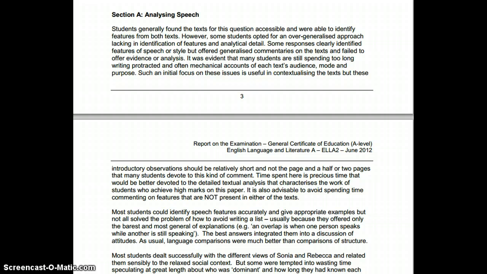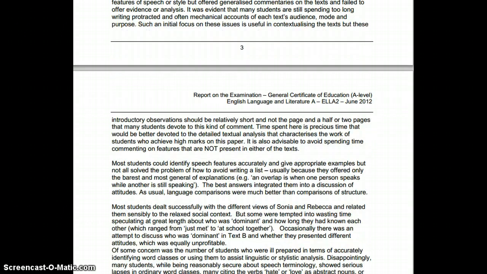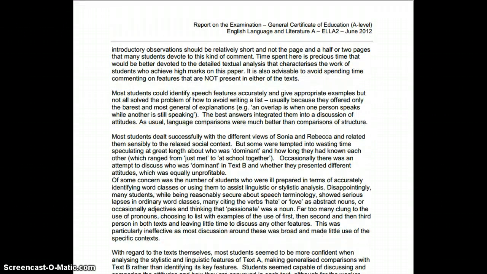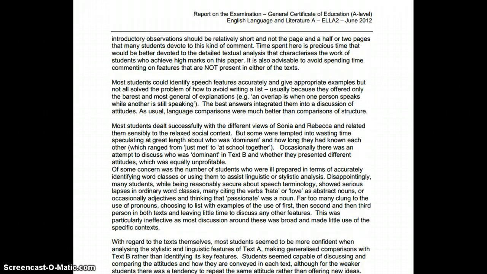This would be looking at aspects of context, audience and purpose for far too long and just focusing on that without close analysis of the extracts given. It was evident that many students are still spending too long writing protracted and often mechanical accounts of each text's audience, mode and purpose. Although we've made quite a bit of this in the introduction, it should still be concise. I've talked about this in other videos and that needs to be cut down.